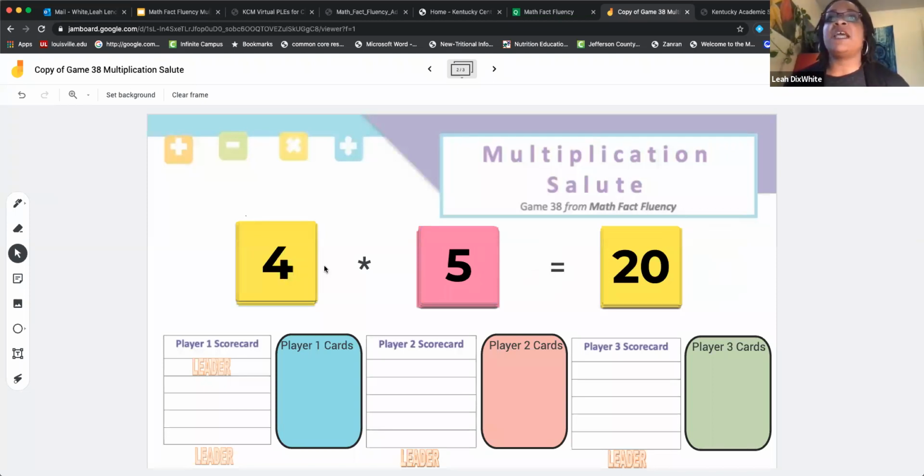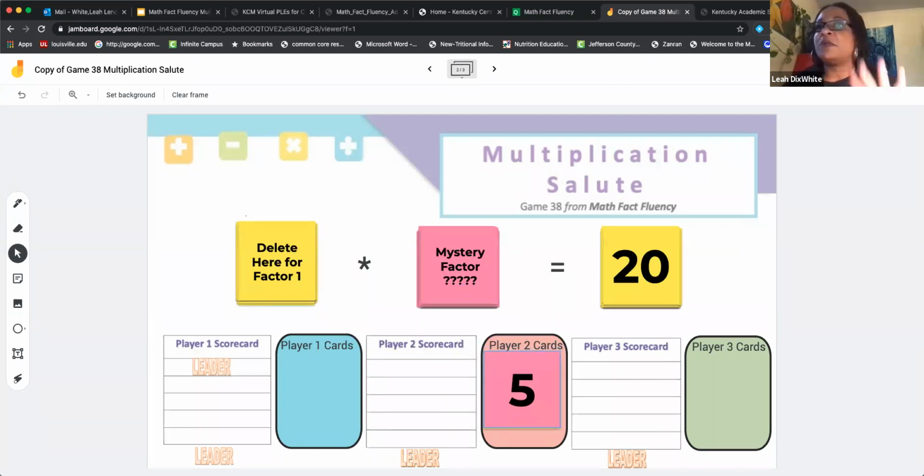And then whoever was able to guess that factor would drag the cards to their playing station. And then you would continue to play rounds. And so since player 2 would get that round, then you would give that player a point for that round. And then you continue to play different rounds, switching who is the leader and guessing the mystery factor.